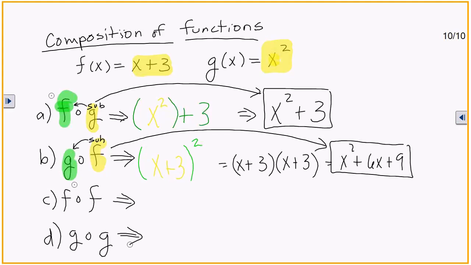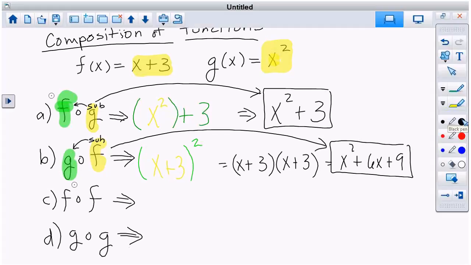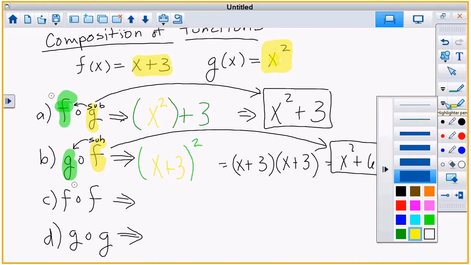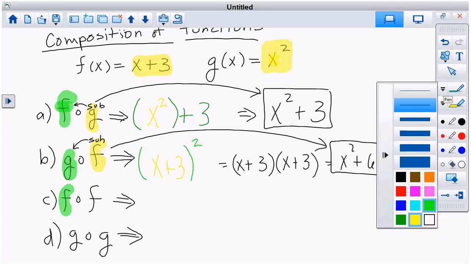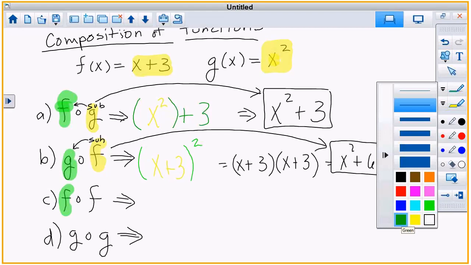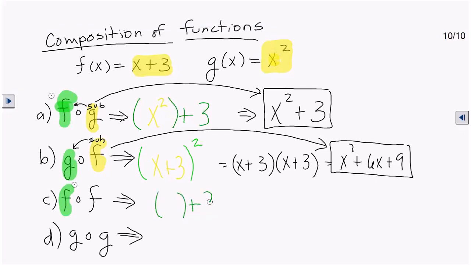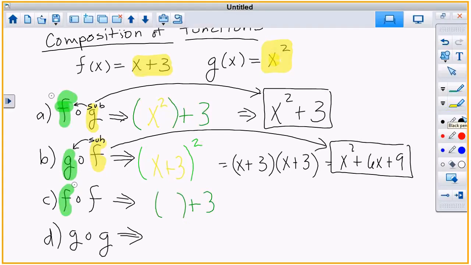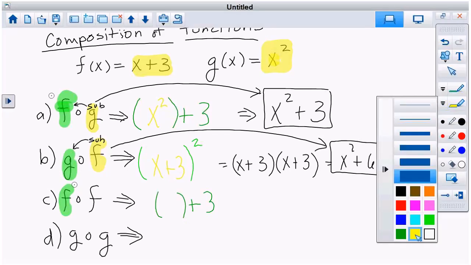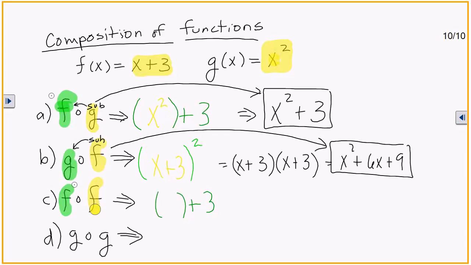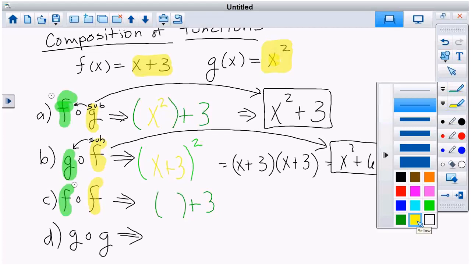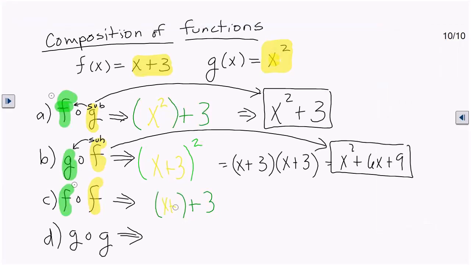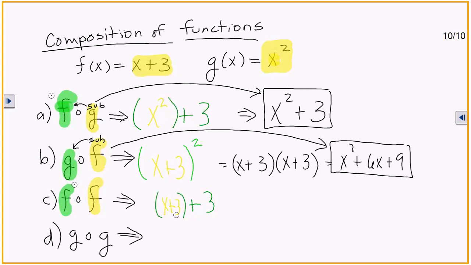Now, I'm going to highlight that F. That means I'm going to rewrite it with a big set of parentheses. So that means x plus 3. And I'm going to take my yellow and I'm going to plug that in. So I'm going to plug in x plus 3 into itself. And now I get x plus 6.